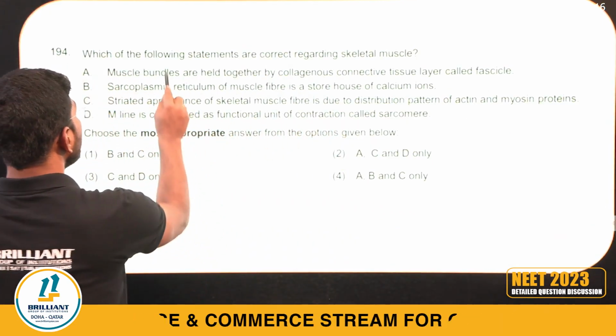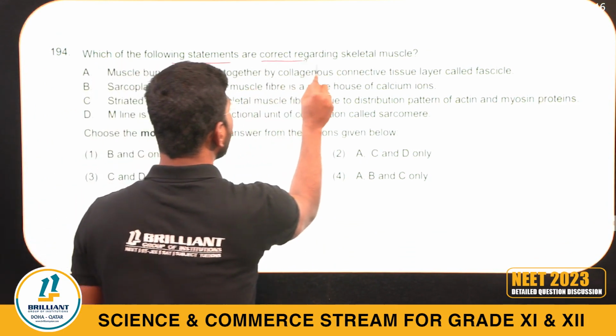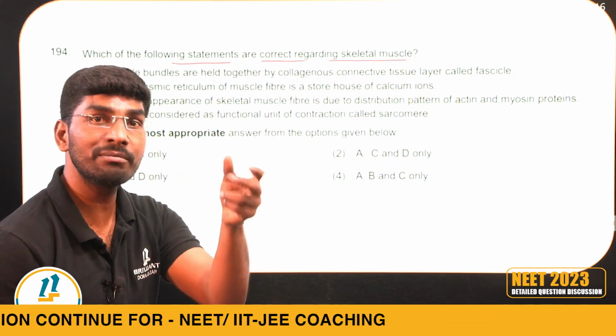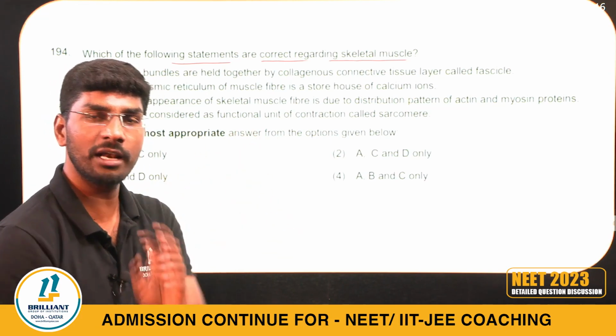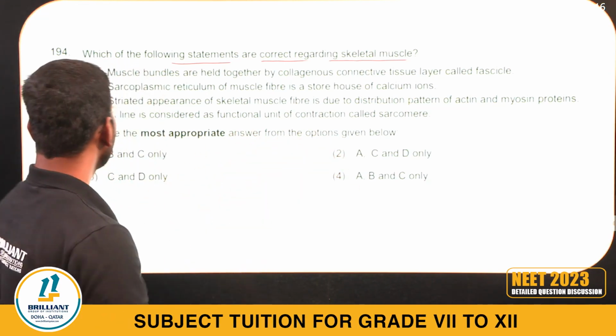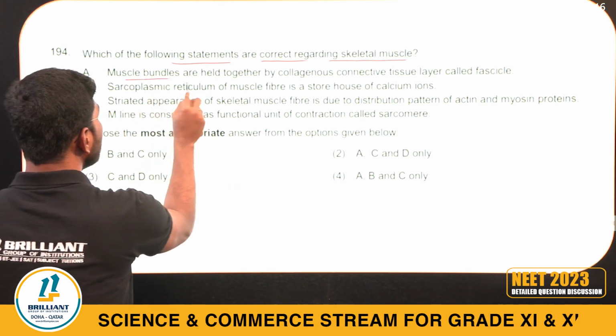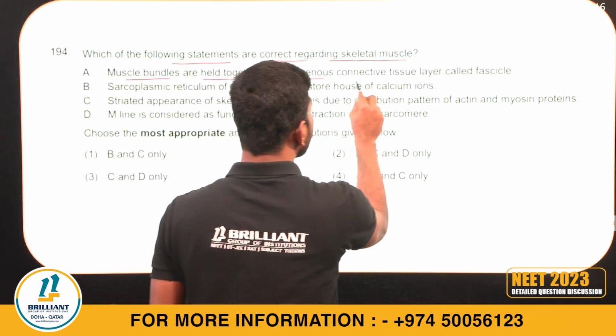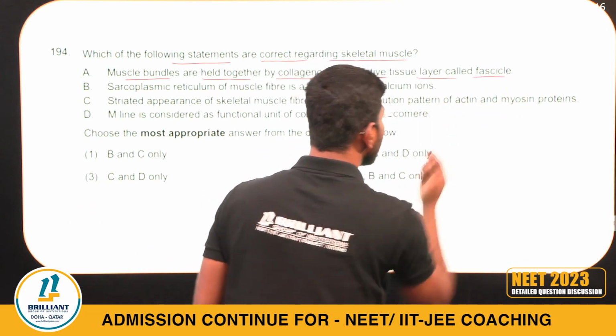Question 194. Which of the following statements are correct regarding skeletal muscle? Skeletal muscle is voluntary muscle, multinucleated muscle. Muscle bundles are held together by a collagenous connective tissue layer called a fascicle, is given.